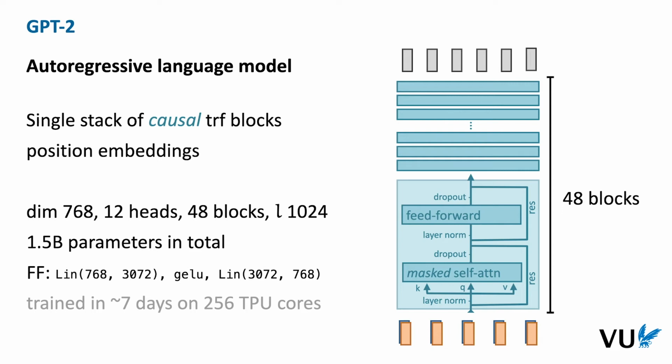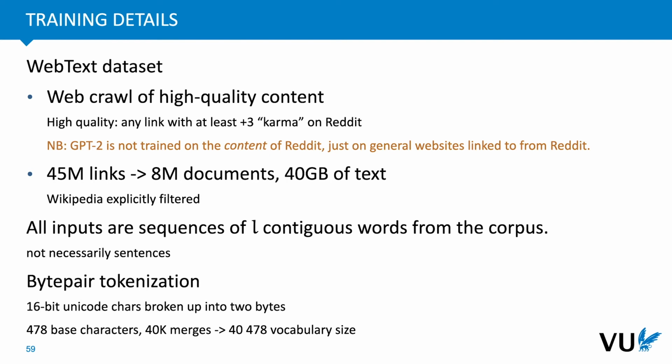So we'll start with GPT-2, which is an autoregressive language model, as we've seen before. So it's a model that is very simply trained on a particular input sequence, and its target is predicting the next token at each point in the sequence. It consists very simply of a single stack of causal transformer blocks, so transformer blocks with masked self-attentions. It uses position embeddings like BERT, and it has a slightly lower dimensionality than BERT, but more transformer blocks and a larger sequence size. It consists of 1.5 billion parameters in total, and it was trained in about 7 days on 256 TPU cores.